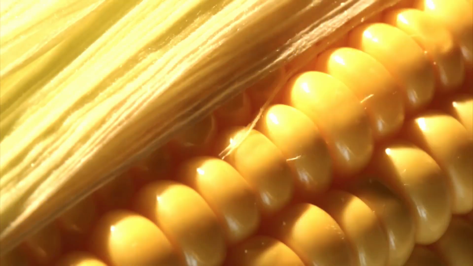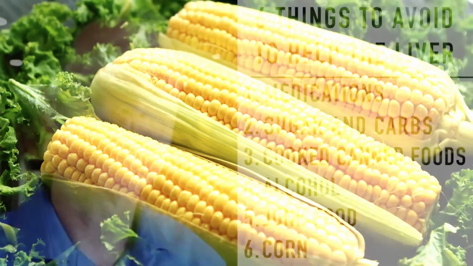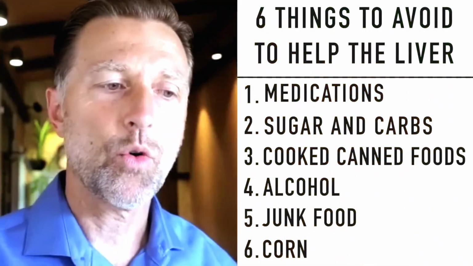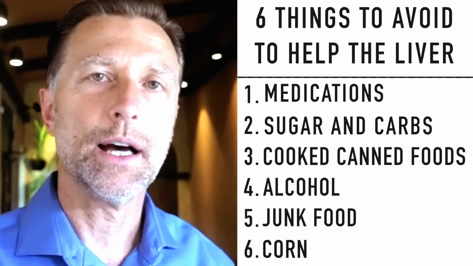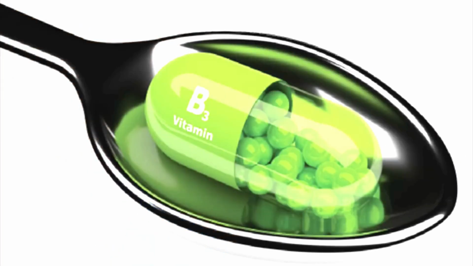All right, number six, you want to avoid corn. Now, why am I saying corn? Because there's something very specific about corn. Corn has extremely low vitamin B3 and extremely low tryptophan that turns into vitamin B3. And I already mentioned this condition called pellagra, which is a vitamin B3 deficiency.